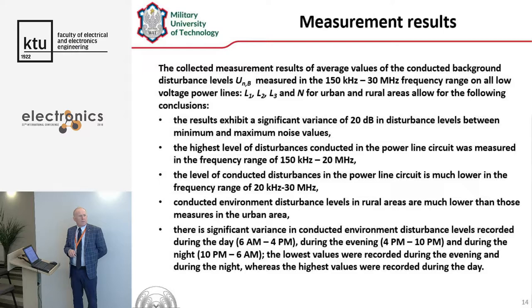The level of conducted disturbance in the power line circuits is much lower in the frequency range from 20 MHz to 30 MHz. Conducted environment disturbance levels in rural areas are much lower than those measured in urban area. There is significant variance in conducted environment disturbance level recorded during the day, during the evening, and during the nights. The lowest values were recorded during the evening and during the nights, whereas the highest values were recorded during the day.